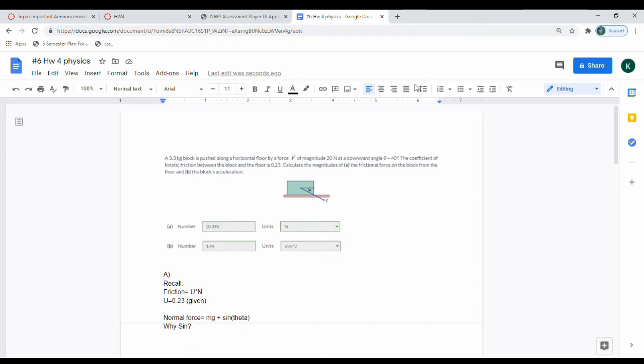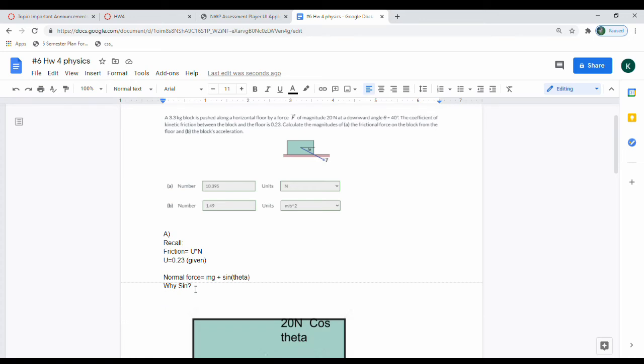Alright, this is question 6, homework number 4. So the first question is asking us for the frictional force on the block from the floor. Recall that friction is the coefficient of friction times the normal force. Here it happens to be kinetic friction, which doesn't really matter in this case.